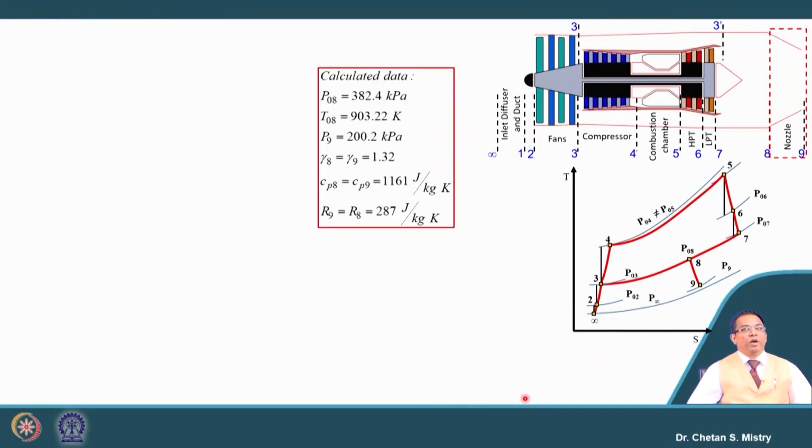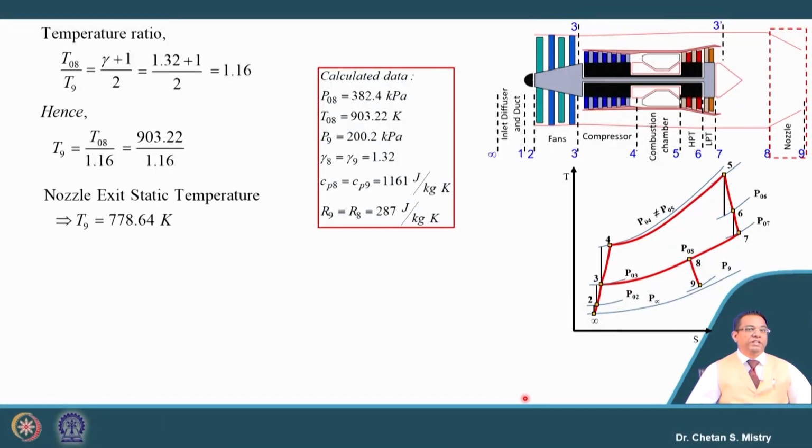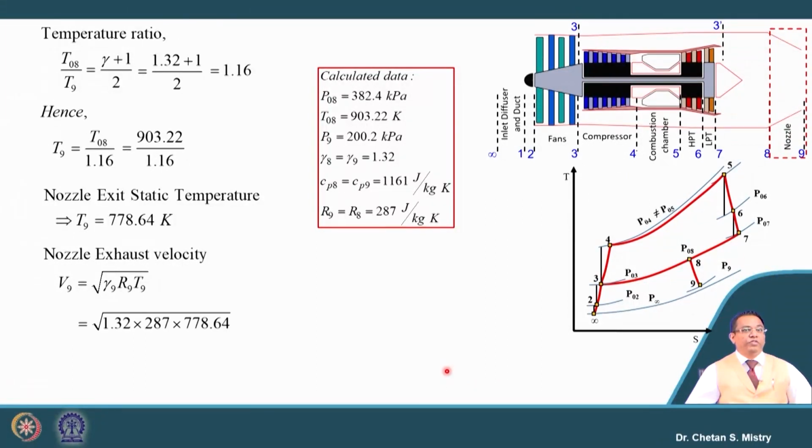kilopascal. Okay. So, if this is the case, we can calculate our exit temperature, and this exit temperature is coming to be 778.64 Kelvin. Okay. And we can calculate our exit velocity. For this exit velocity we are calculating, it is 1.32, 287, that is what we have calculated, and this is 778.64. So, we will be getting our exit velocity as 543.12 meter per second.